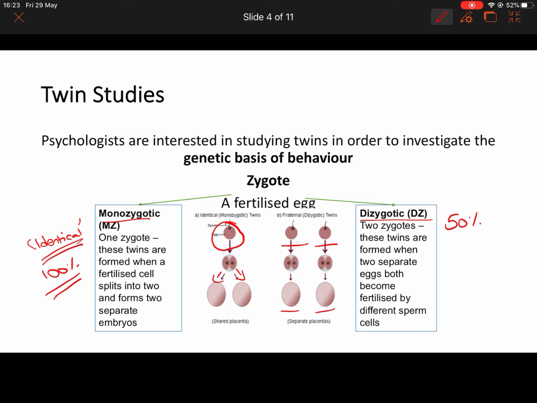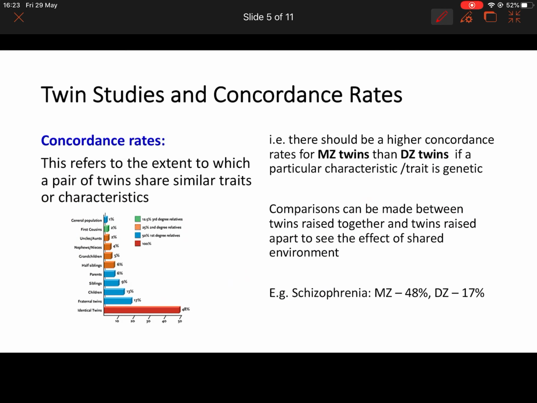So, with this in mind then, twins are really interesting because they allow us to establish concordance rates. Concordance rate is represented as a percentage, and it tells us the extent to which a pair of twins or two family members share similar traits or characteristics. So for example, what percentage of the time do both twins have schizophrenia if we know that one twin has the disorder? What percentage of the time does the grandchild of a person living with schizophrenia also have the disorder?